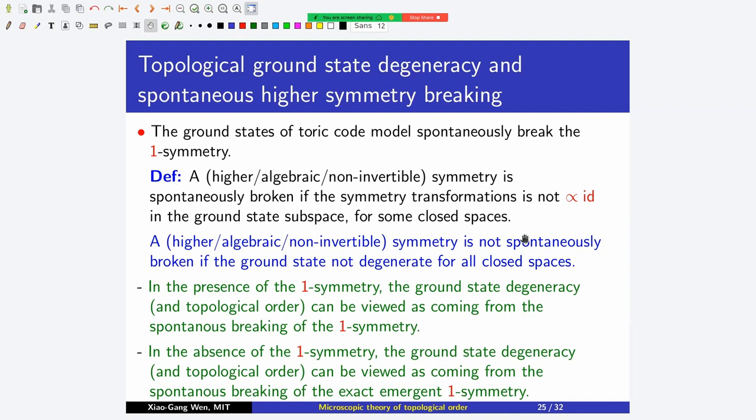Okay. So therefore, go back a circle. Topological order was introduced to try to go beyond Landau-Ginzburg, and now we come back to Landau-Ginzburg.